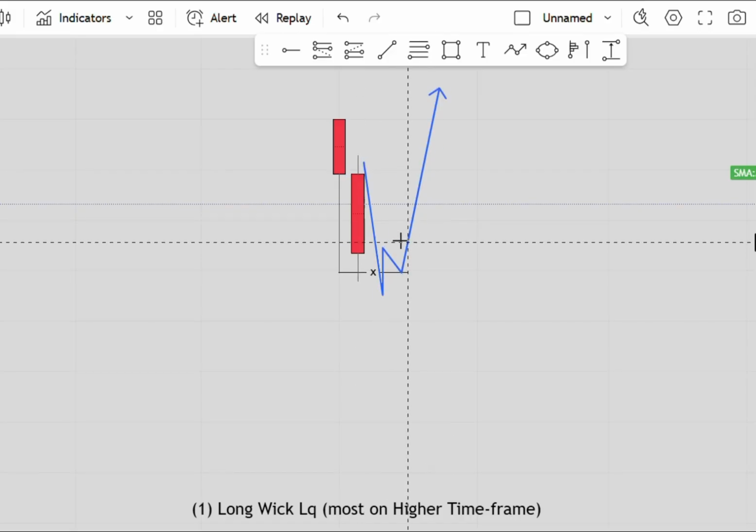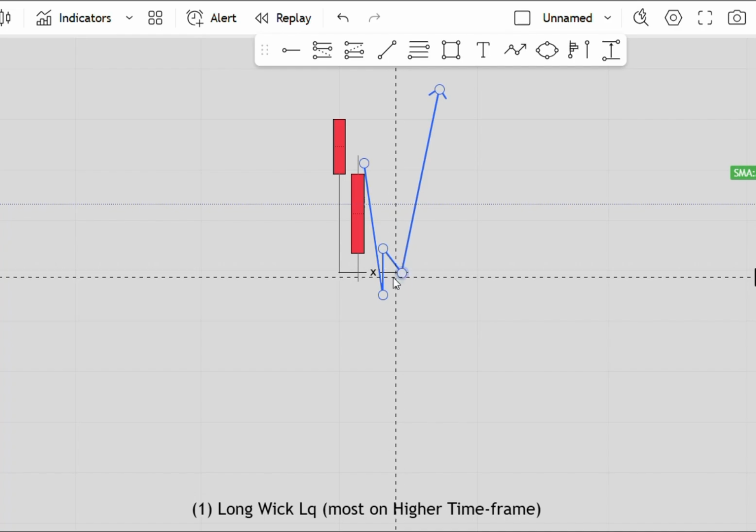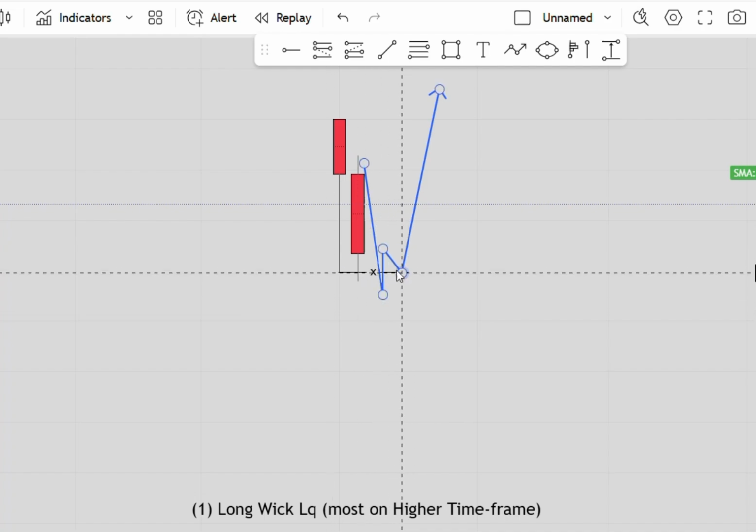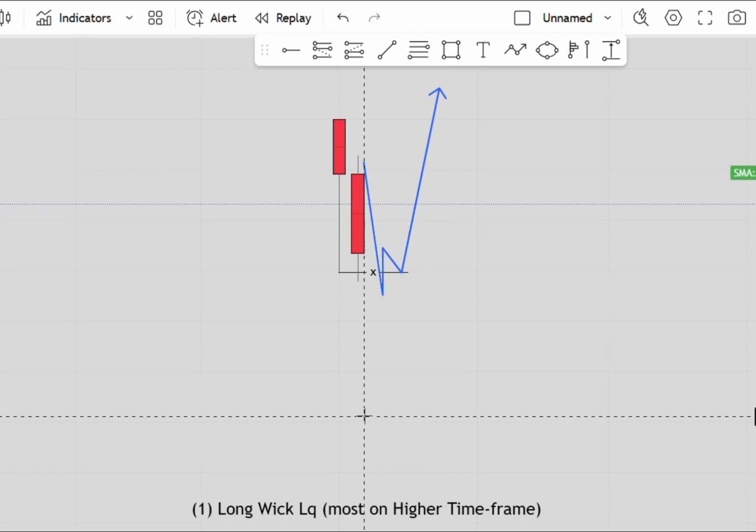To close above it, very important, to close above it. Then if the market were to continue the trend down to the upside, the market will have to come back and retest this zone. If it's strong enough, it will push the market up, but if it's not strong enough, the market will continue selling.